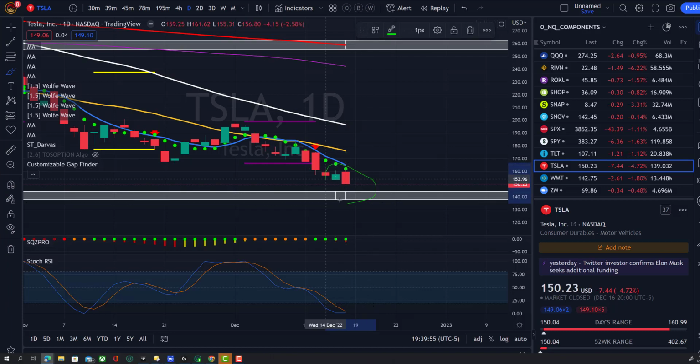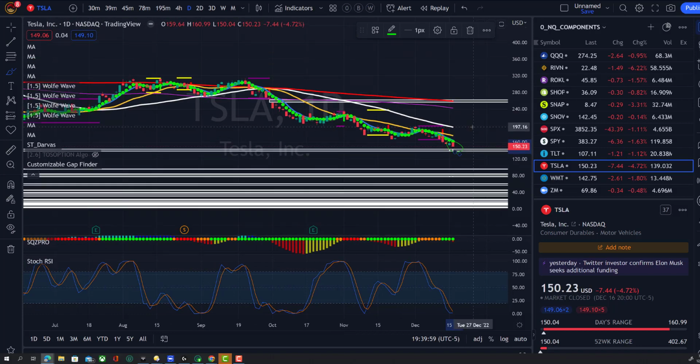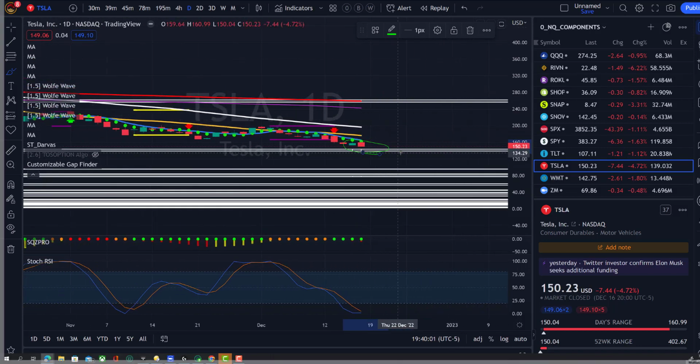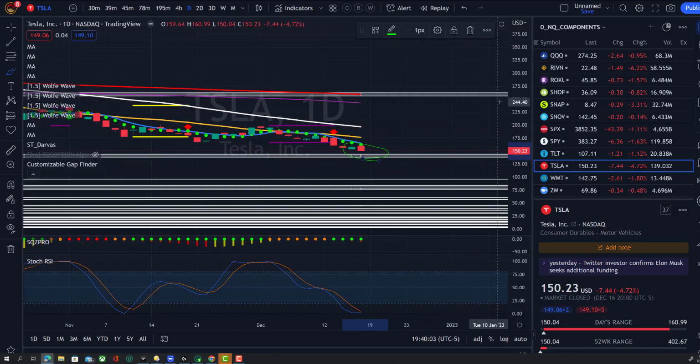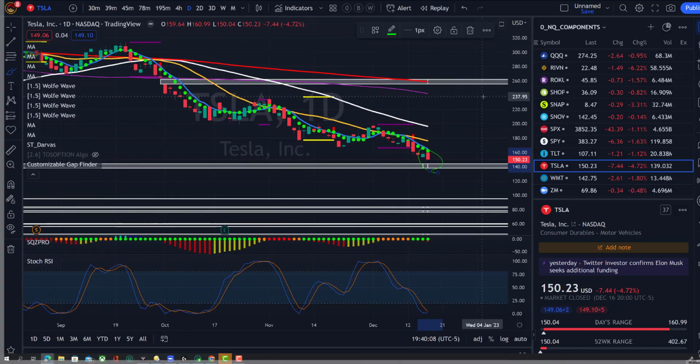So this has been pretty fresh. You can see that a lot of devout Tesla shareholders have been pretty much in pain, because Tesla stock is down almost 70% from January.